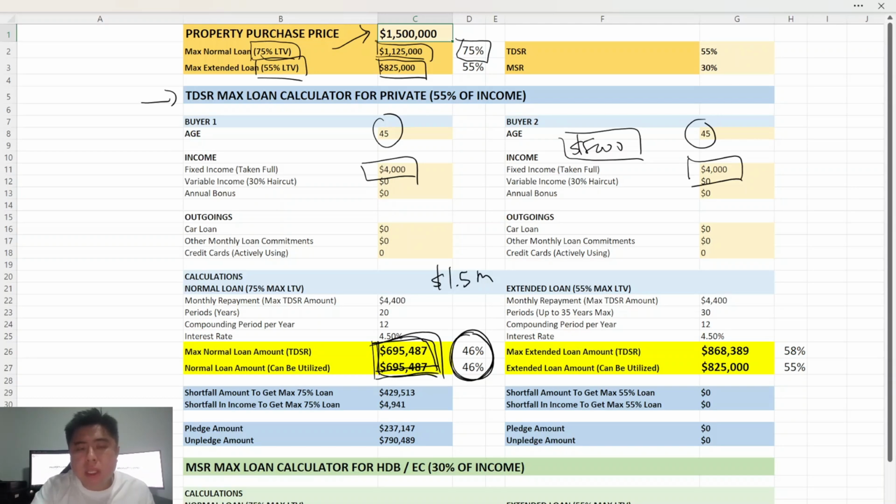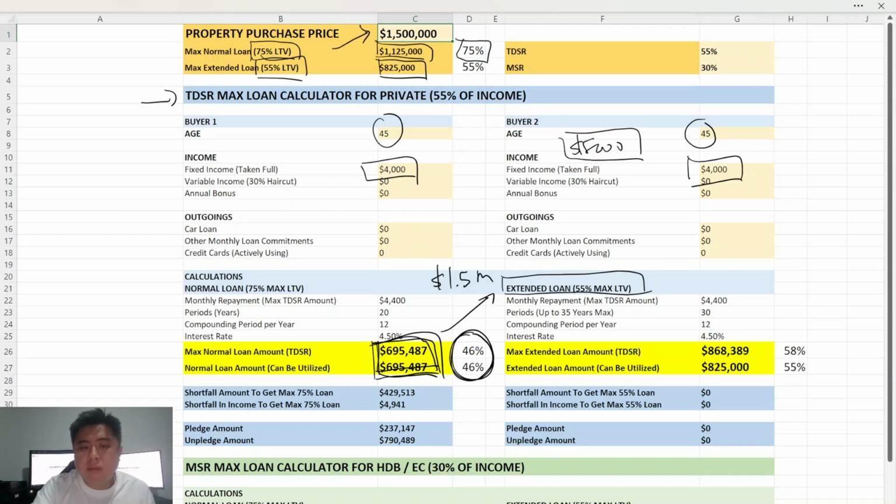So remember just now during the PowerPoint, I was saying there are 3 things that we can do now. The first thing is we can consider taking an extended loan, or we can adopt the pledging or unpledging. Right, so I'll just go through each option with you. So take for example, now we are looking to go for extended.